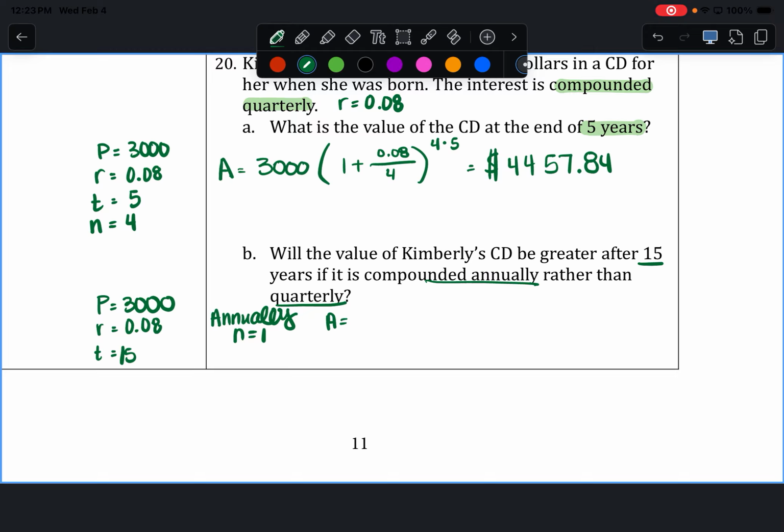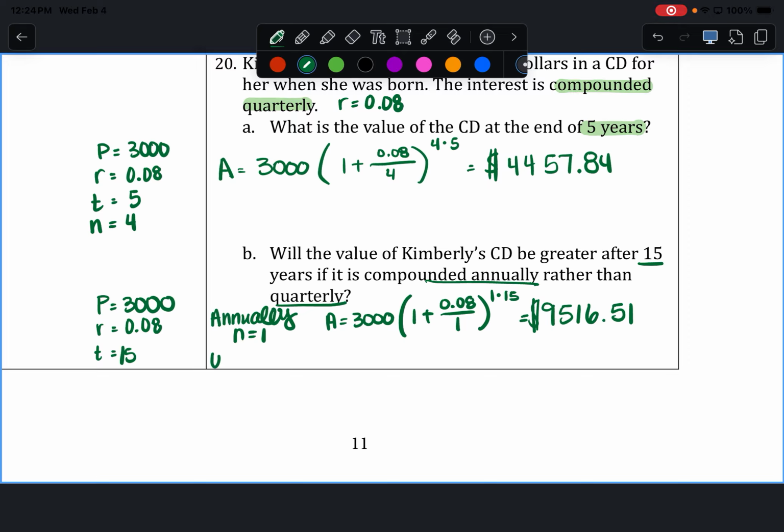So we have the amount is equal to 3,000 times 1 plus 0.08 divided by 1 to the power of 1 times 15. So what is that? It is 9,543, 9,500 and 51 cents. Oh, I did the other equation. Okay, that's good. Okay, now, so that is if it is compounded annually.